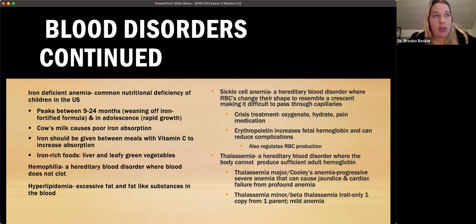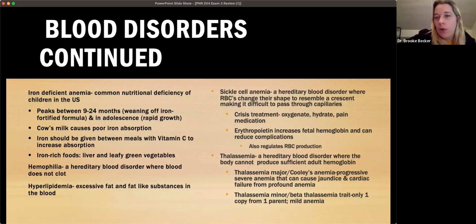Thalassemia is a hereditary blood disorder where they don't produce enough adult hemoglobin, so they have a lot of fetal hemoglobin. Thalassemia major, or Cooley's anemia, is a severe anemia that eventually can lead to jaundice and cardiac failure. And thalassemia minor, or beta thalassemia, is a trait, which means that they only get one copy from one of the parents, but they still have a mild form of anemia. It's just not as severe as the thalassemia major.